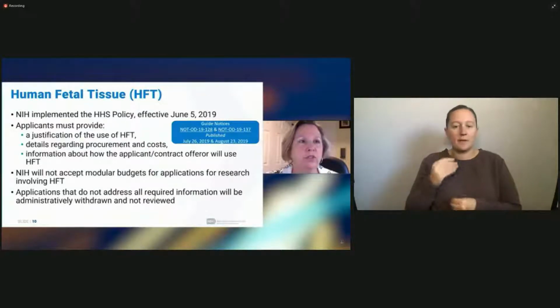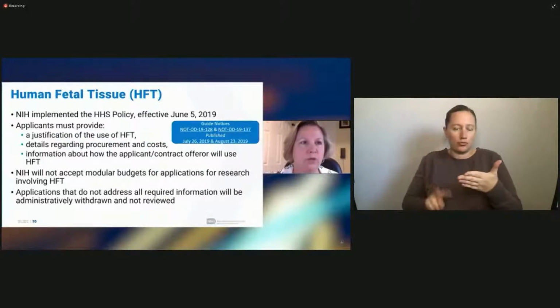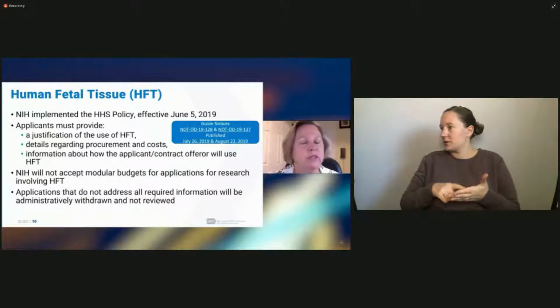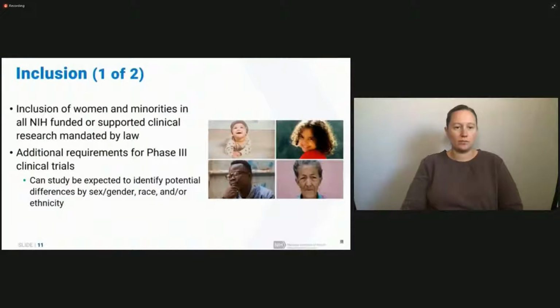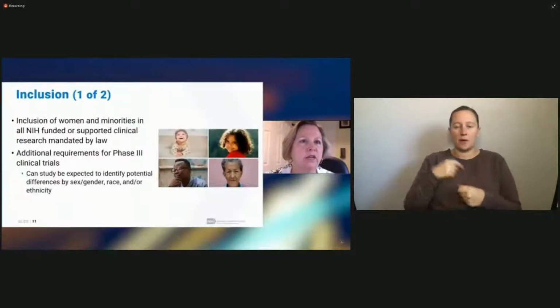So I would encourage you to look at these guide notices to have a better understanding if you plan to do research with human fetal tissue. So inclusions are a big part of NIH protections. We have a couple of guide notices that talk about inclusions. I just want to highlight the inclusion of women and minorities in NIH research.